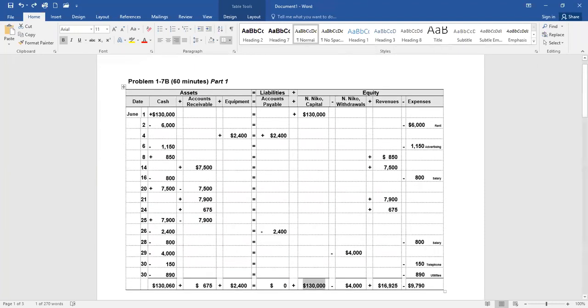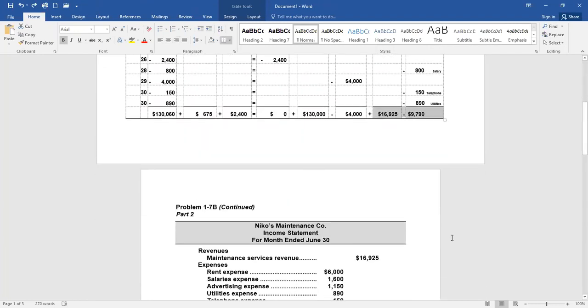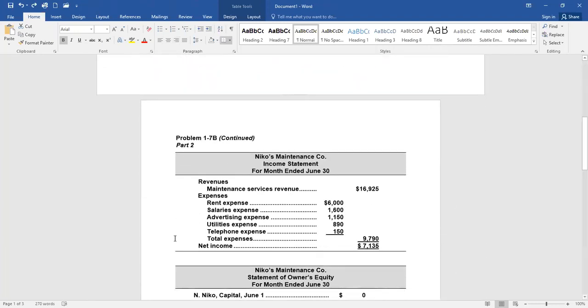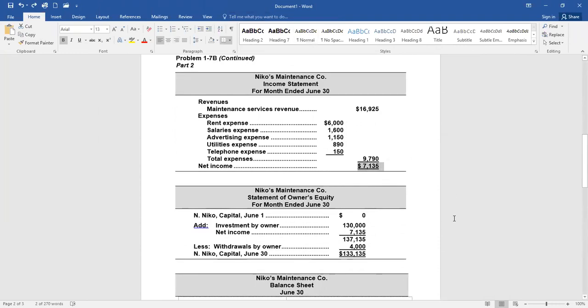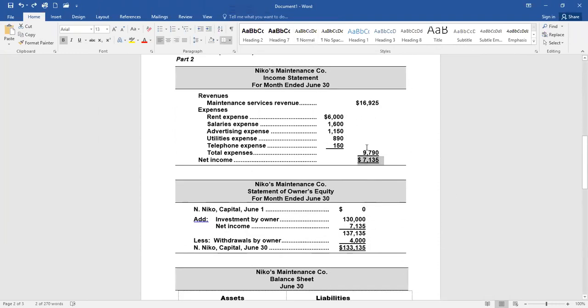What other items affect equity? Well, here's revenues and expenses. But we already provided that detail over here on the income statement. So just take the net of those two amounts, which is an increase to equity because revenues were greater than expenses, and just bring it down and add it on to the statement of owner's equity.